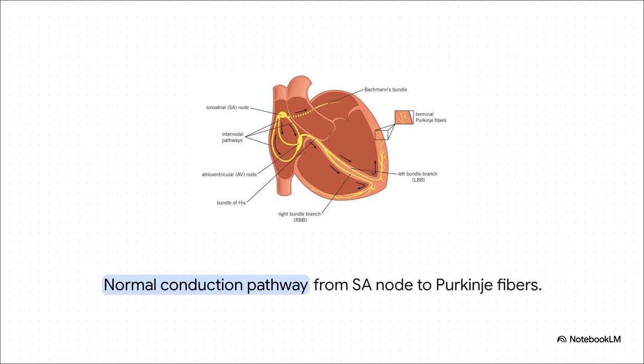Now, this AV node is like a smart junction box. It actually pauses the signal for a split second. Why? So the atria can completely empty their blood into the ventricles. After that crucial delay, the signal just shoots down the bundle of His, splits into the left and right bundle branches, and races through the Purkinje fibers. The result? One massive, beautifully synchronized squeeze.